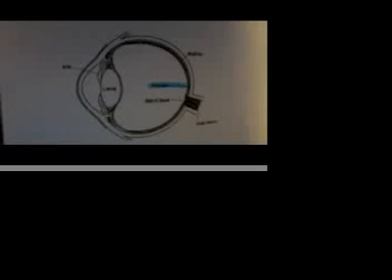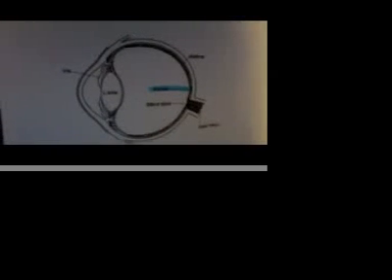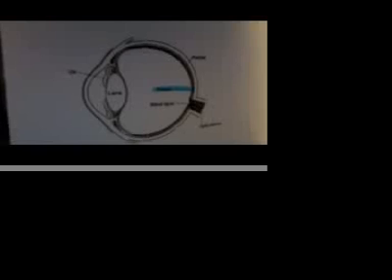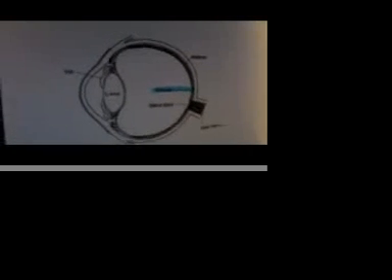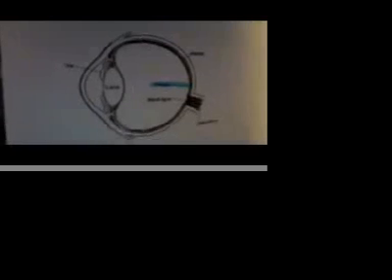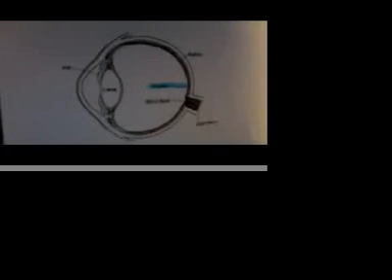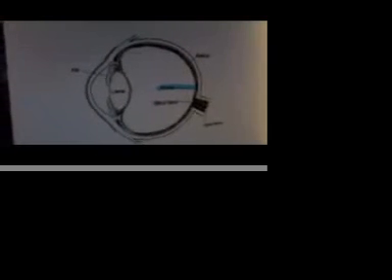Here's an interesting fact. Cones cluster around the fovea, as you can see it is highlighted in blue. The fovea is the retina's area of central focus. In fact, the fovea contains only cones, no rods.